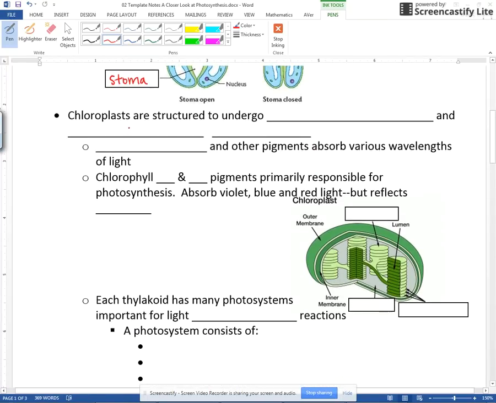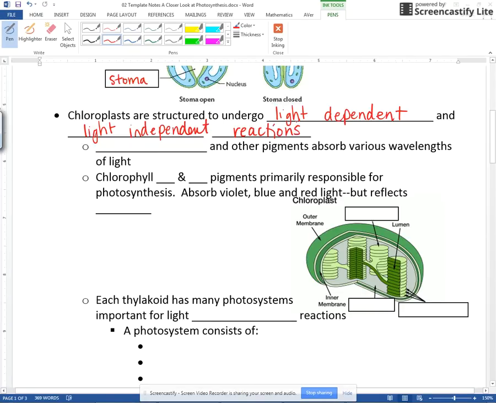All right, chloroplasts are structured to undergo light-dependent and light-independent reactions. Sorry, give me a second here. I'm talking faster than I can write.